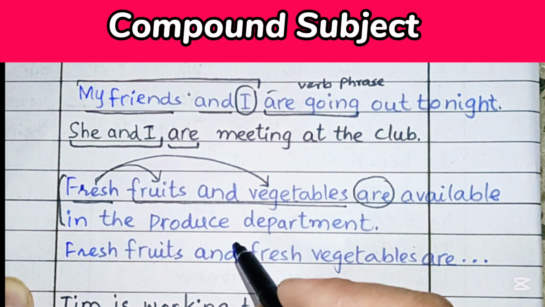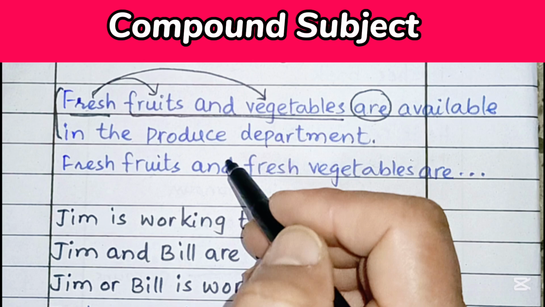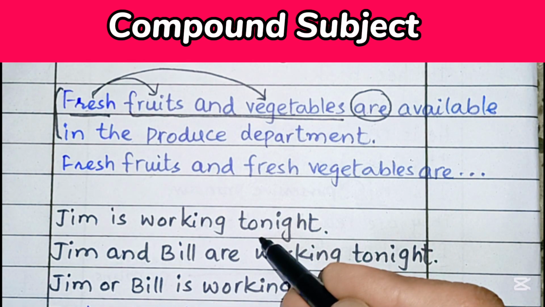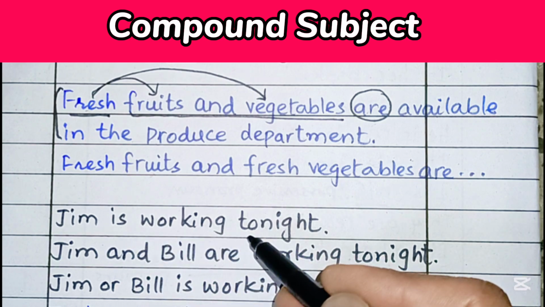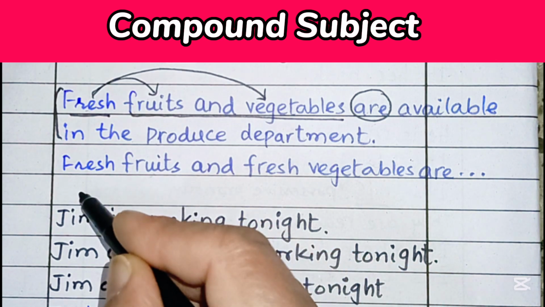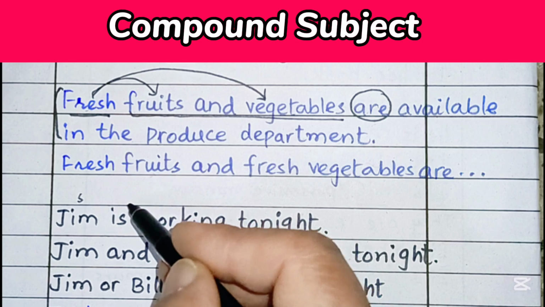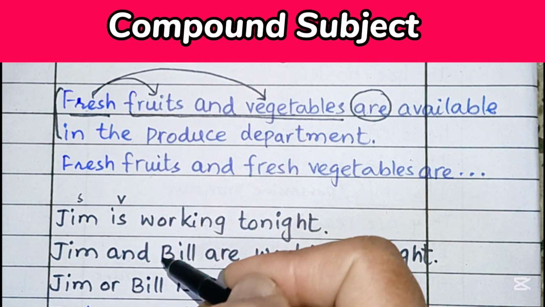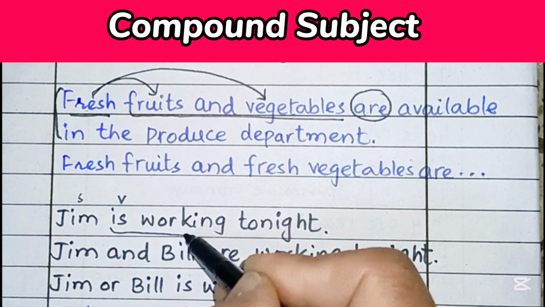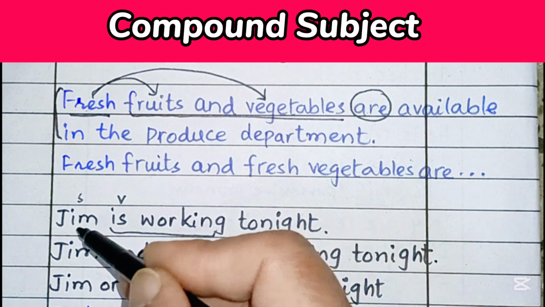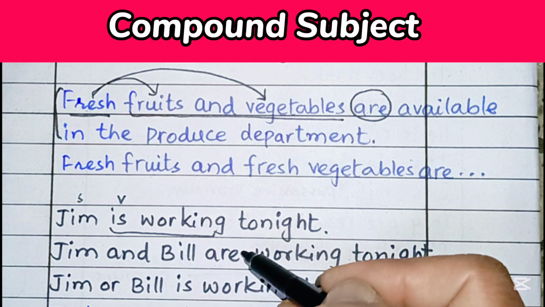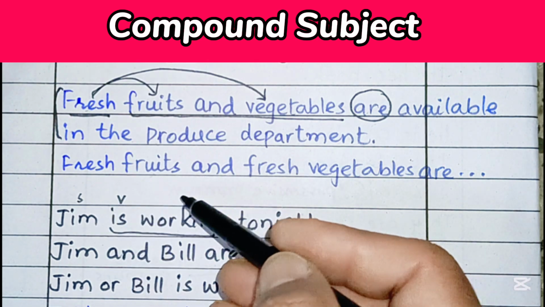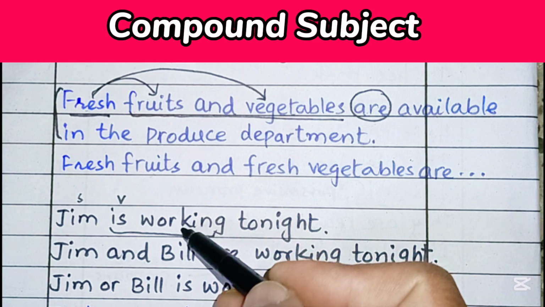Now, Jim is working tonight. Over here, we can see that Jim is a singular subject and it has a matching verb that is also in singular form. We may call it a verb phrase. Jim is working tonight. Here is the subject and here is the verb. The verb is in present continuous tense.